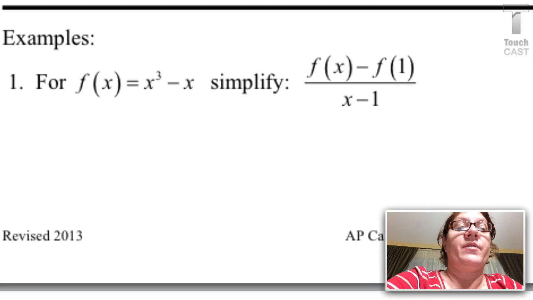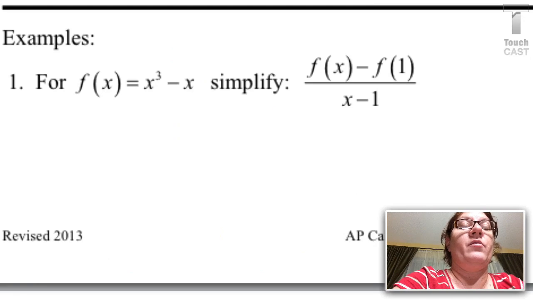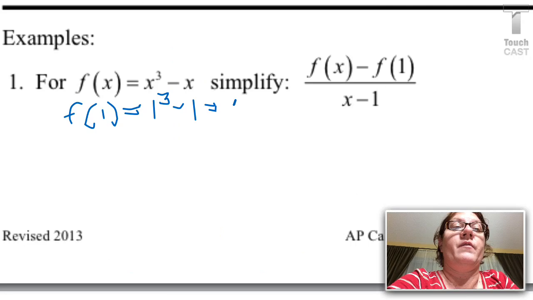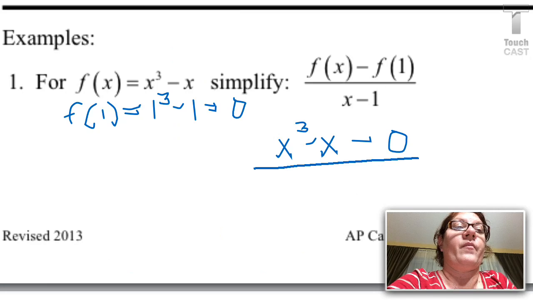Okay, so simplifying with some function notation, over here I have to do f of x. Well, I know what that is, and I have to subtract f of 1. So I'm going to come back over here, and I'm going to find f of 1, of course, by plugging in 1, which is going to give me a grand total of 0. So f of x, then, is still x cubed minus x, and then I'm subtracting f of 1, which is 0, over x minus 1.